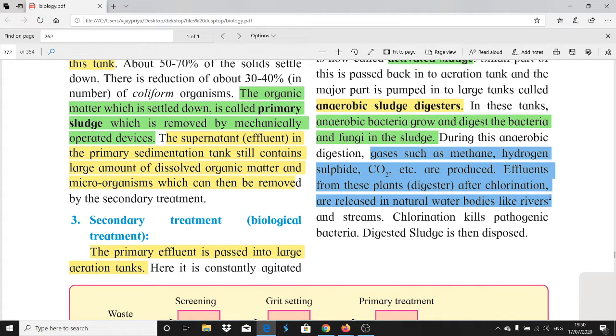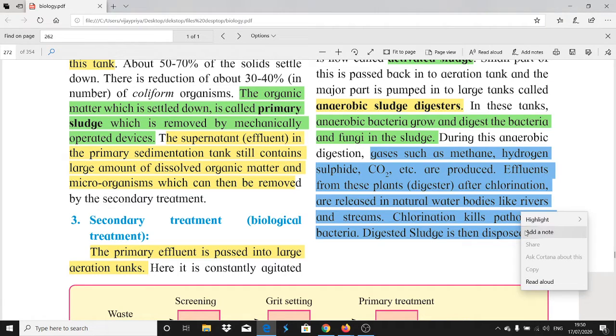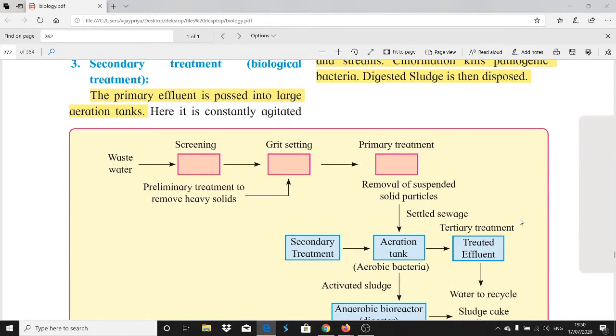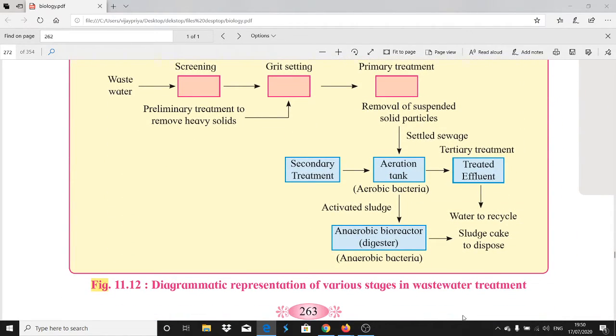Effluents from these plants or digesters, after chlorination, are released into natural water bodies like rivers and streams. Chlorination kills the pathogenic bacteria. Digested sludge is then disposed. So that's all about the diagrammatic representation of waste treatment, or you can say these are the various steps involved in the biological treatment of sewage.